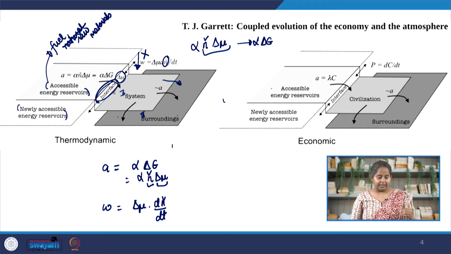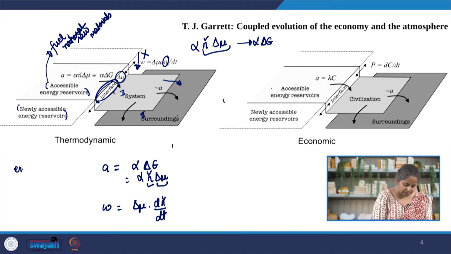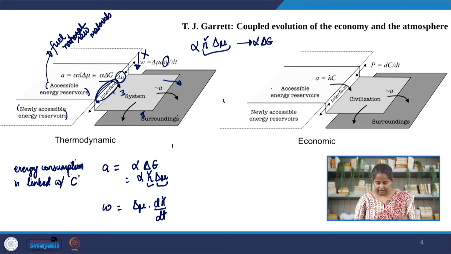Another thing we need to understand is that energy consumption here is intrinsically linked with the wealth generation. So, C here is global wealth, and basically what we are saying is energy consumption A is linked with global wealth. Now, lambda here may or may not be constant.